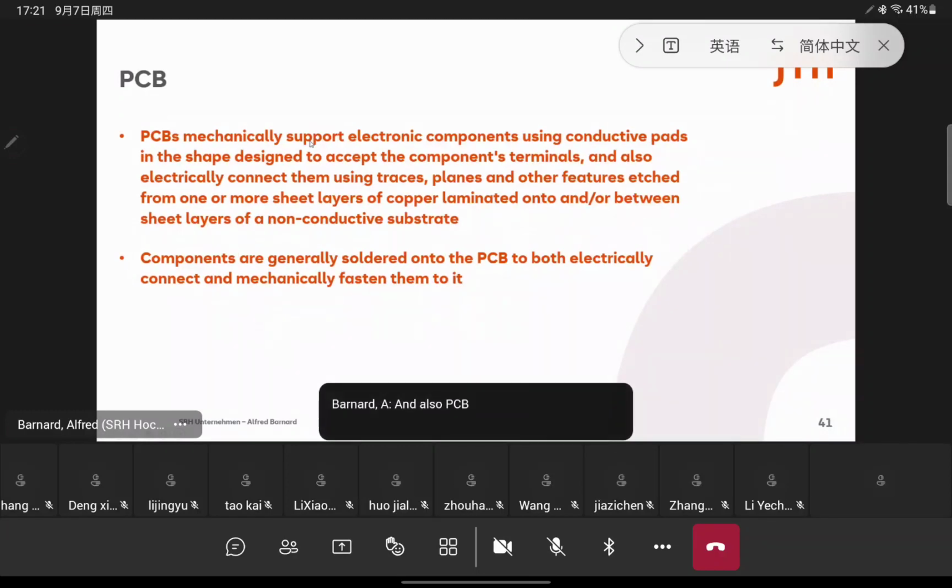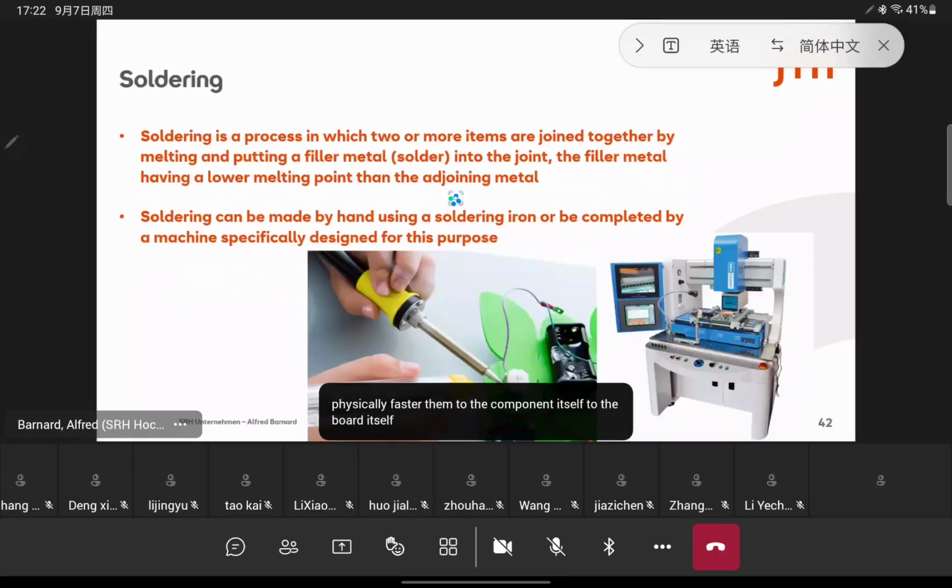And also PCBs mechanically support electric components using conductive pads in the shape designed to accept the component's terminals. Also, they electrically connect them using traces or tracks. And components are generally soldered onto PCBs to both electrically connect them and physically fasten them to the board itself. Now we're going to talk about the process called soldering.